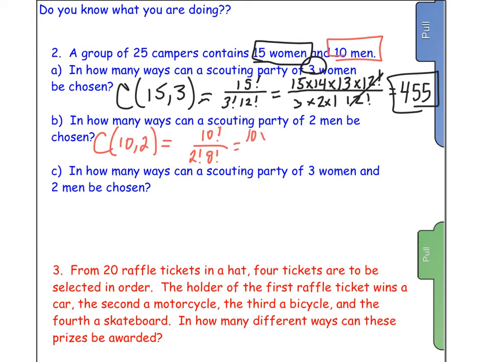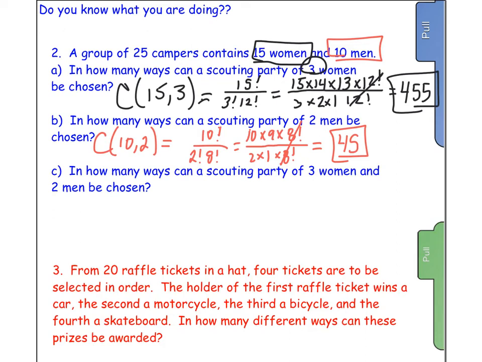We'll write it out. 10 times 9 times 8 factorial over 2 times 1 times 8 factorial, because they will reduce to 1, and we're left with 10 times 9 divided by 2. Well, what's half of 90? It's 45 different ways for a scouting party of 2 men to be chosen.